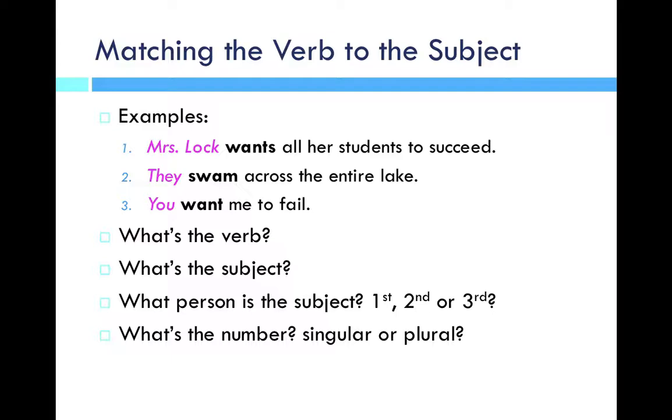And then finally, you want me to fail. You is performing the action, so you is the subject. And the action it's performing is want. You want me to fail. Because it's talking about you personally, it's second person. And as far as we can tell, there's only one person involved, so it's second person singular. Pretty easy, right? We got this.